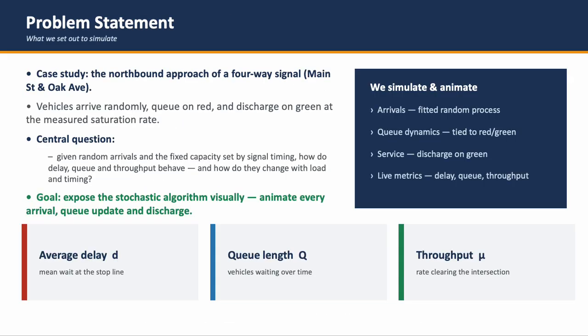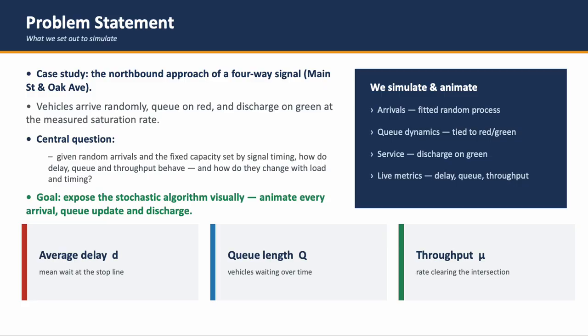Problem statement. So here's exactly what I set out to simulate. My case study is the northbound approach of a four-way signal. I will call it Main Street and Oak Avenue. Vehicles arrive at random, queue up while the light is red, and discharge through the intersection on green at the measured saturation rate.